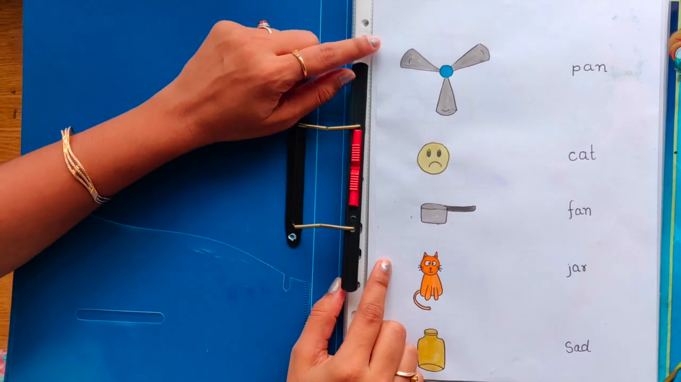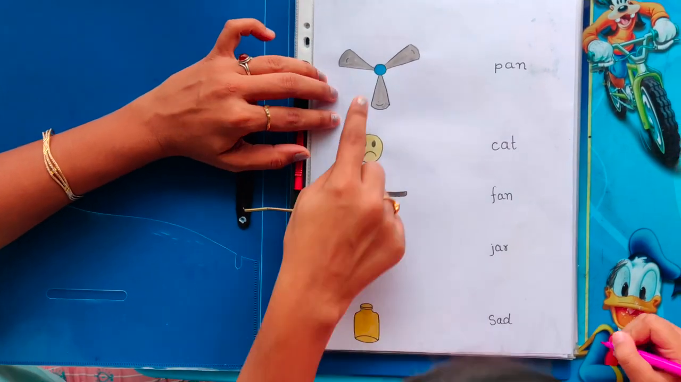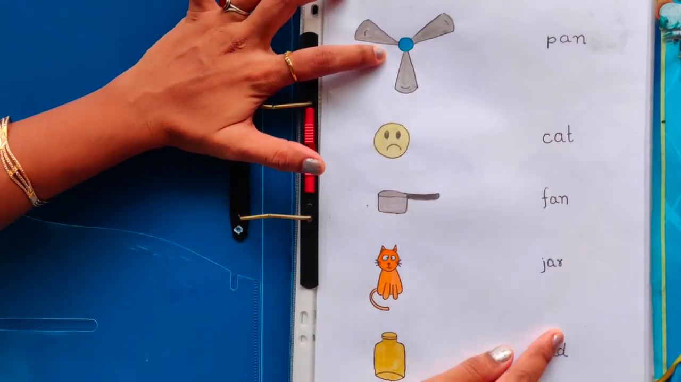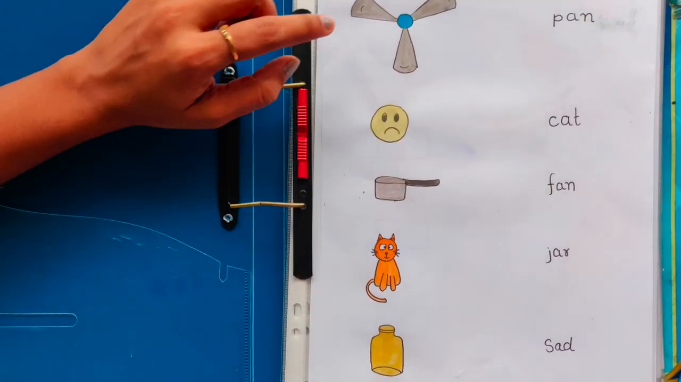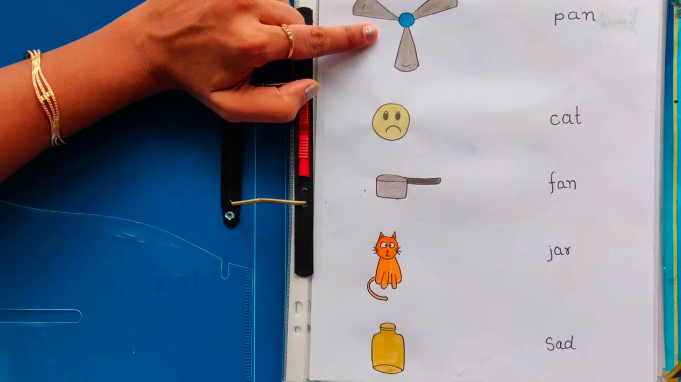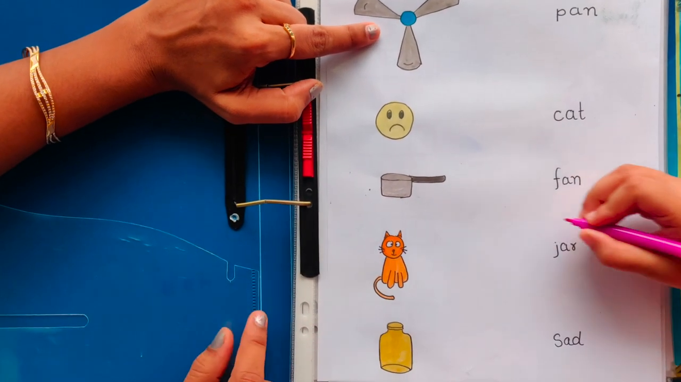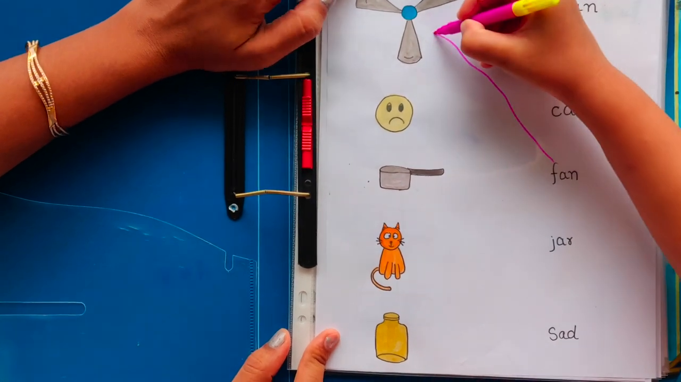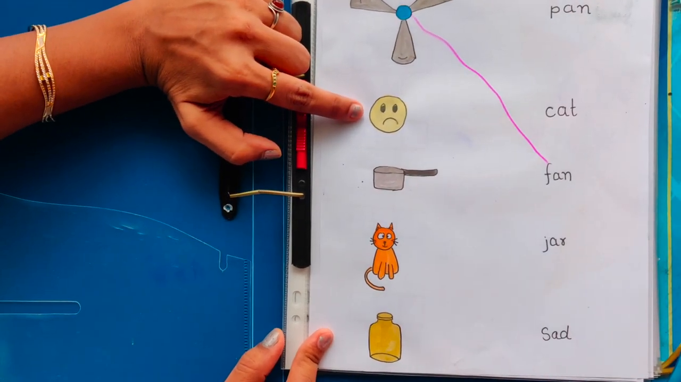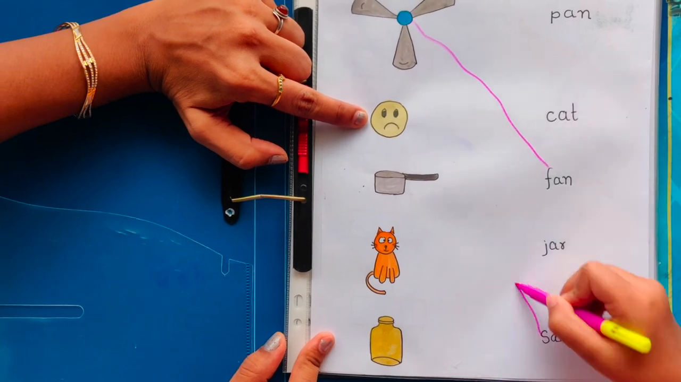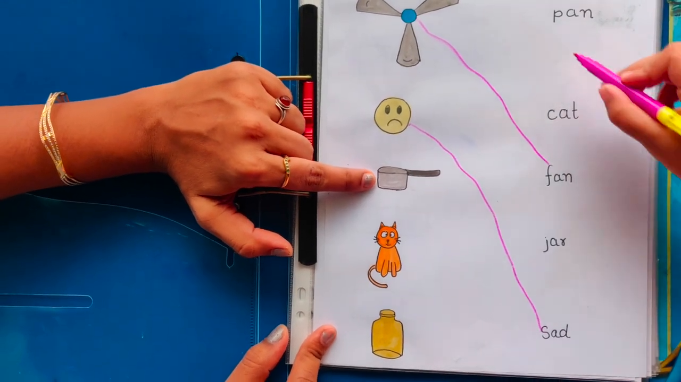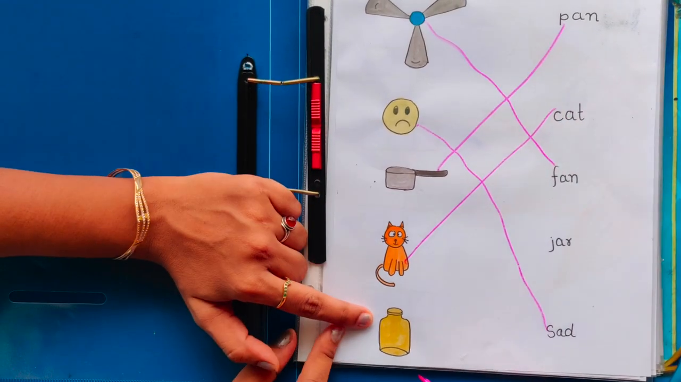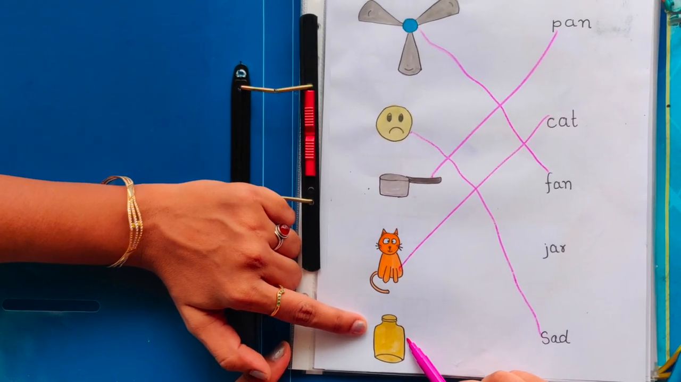Okay, Prisha, let's start. In the first worksheet, there are some pictures. You have to tell what the picture is, and then you have to find the word for this picture and match it. Okay, what is this? Fan. Where is fan? Yes, match it. What is this? Sad. This one? Bat. This one? Catch. Jar. Jar, yes.